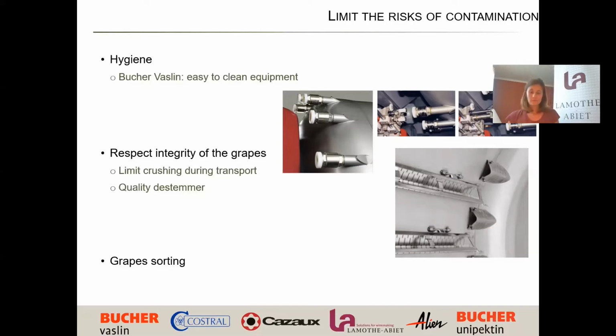Okay, so the next step here is basically, again, the idea is really: what can we do to reduce the need for sulfur, which is here: hygiene, respecting the integrity of the grapes, and grape sorting. Then what do we do instead of sulfur? What are the alternatives that could be maybe more efficient?